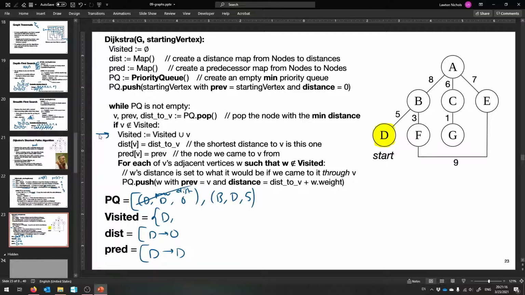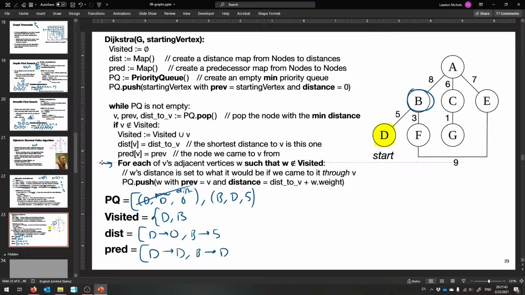So we just visited B now. Okay? We just visited B. We're done with it. I'll just circle it to say that we're done with it. And, okay, then the distance to it was whatever we thought it was, 5 from the start. And then the predecessor, where we came from, was wherever our previous value was, which was D. Okay? So the predecessor of B is D in the shortest path.